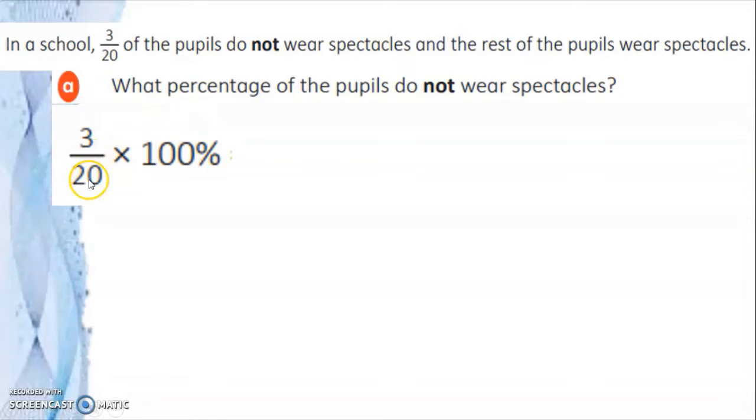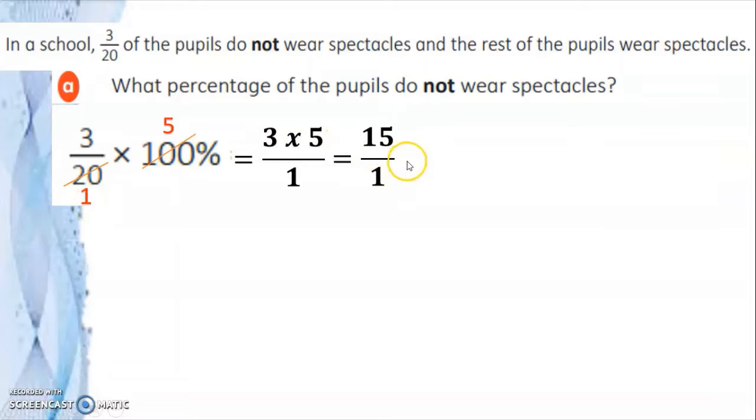As you can see here, we can simplify what numbers? Very good. 20 and 100 by dividing by 20. So 100 divided by 20 is 5. 20 divided by 20 is 1. So the remaining numbers we have are 3 times 5 over 1. 3 times 5 is 15 over 1, or simply 15%. Therefore, 15% do not wear spectacles.